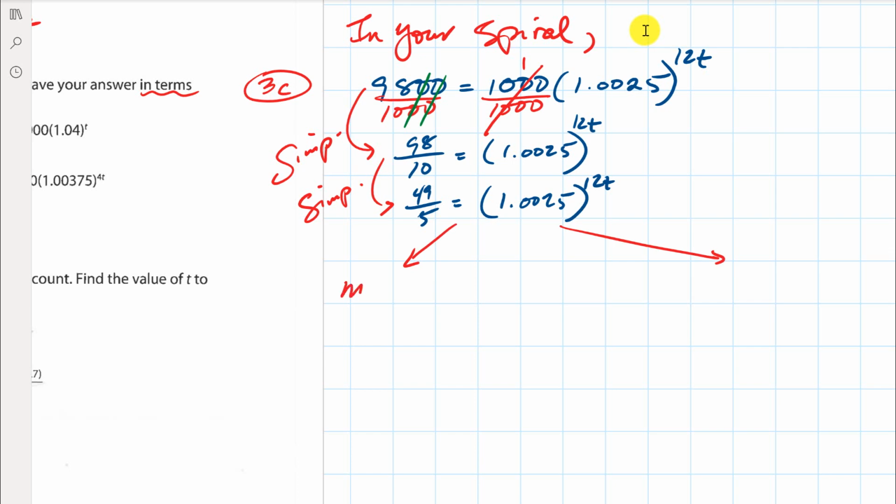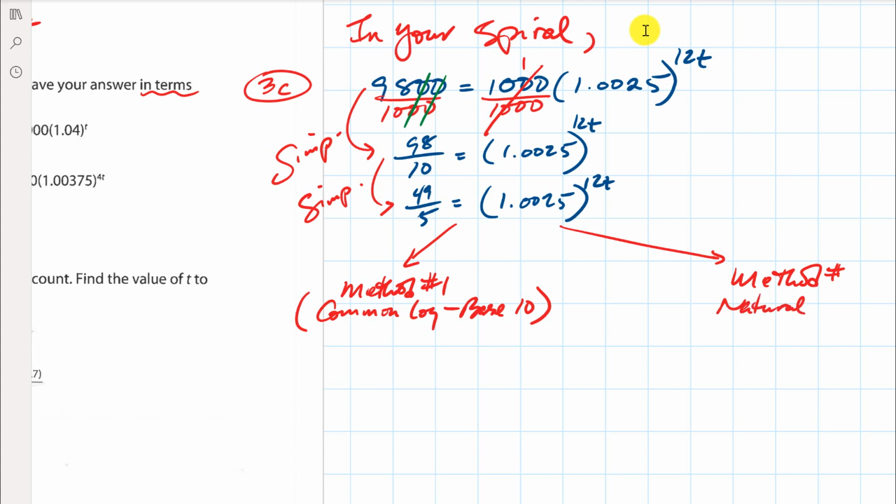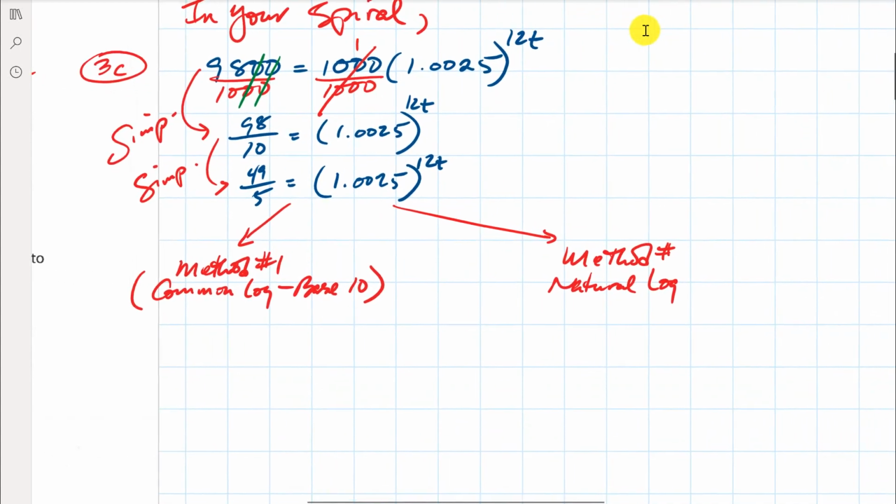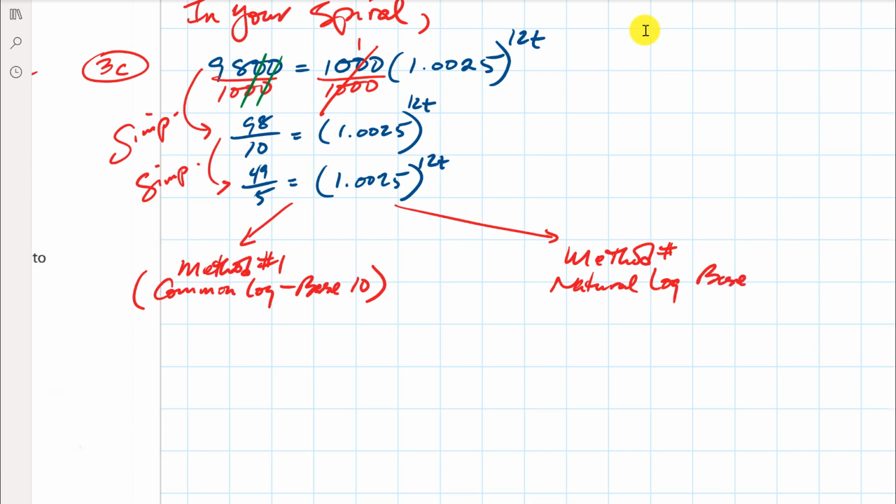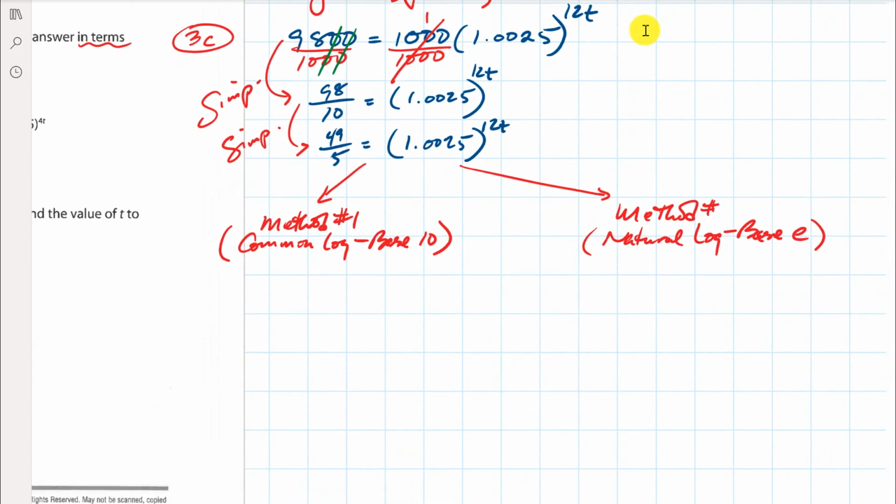Over here, we're going to do method 1, using the common log, base 10. I've talked about this in class. Method 2, over here on the right, I'm going to take the natural log, base e. So two different ways to solve the same equation.